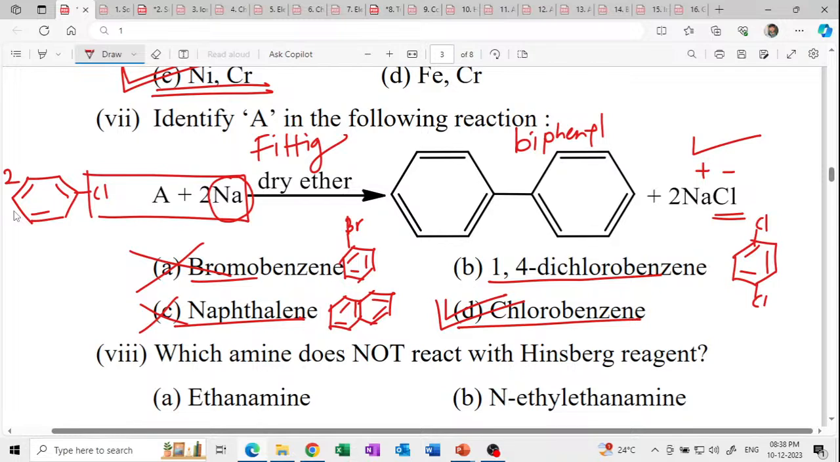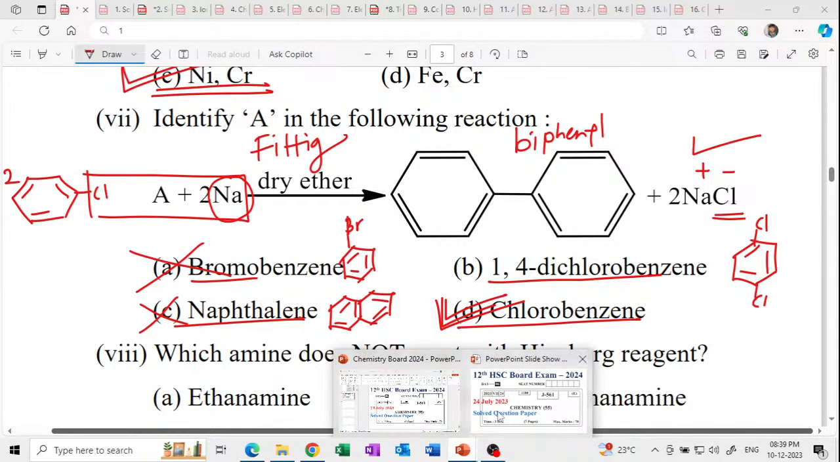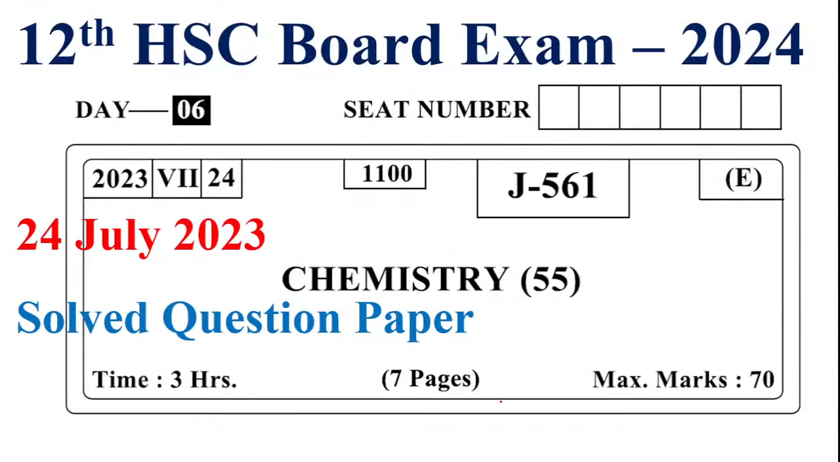So please note this, it is very important. And this question has been asked many times in exams. Name the product in the Fittig reaction. The Fittig reaction has the product biphenyl. And what is the reagent? Sodium in dry ether. Wurtz reaction and Fittig reaction use the same reagent. So option D is correct. Chlorobenzene is correct for the Fittig reaction. Now everyone take a look at how the Fittig reaction goes. What is the Fittig reaction?